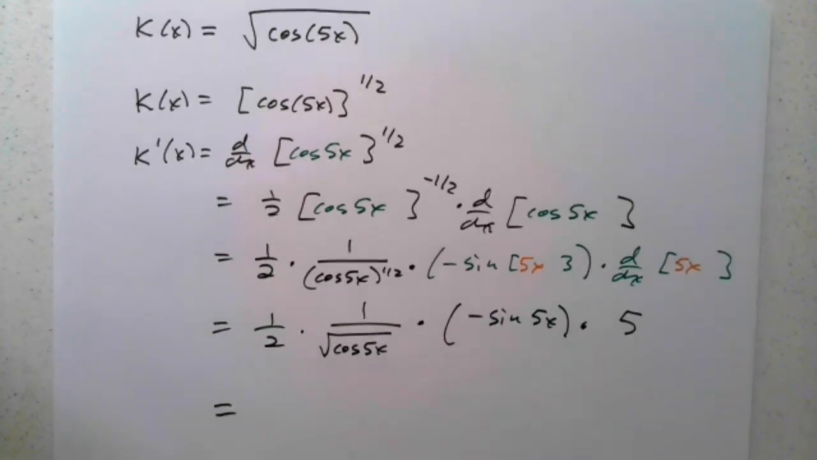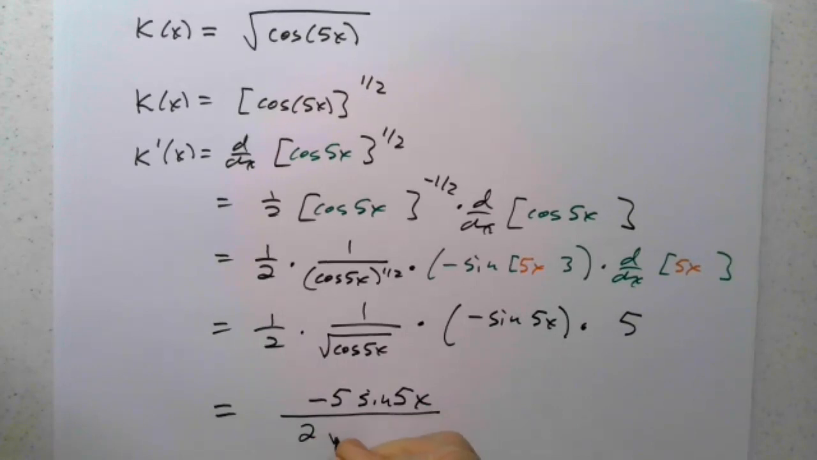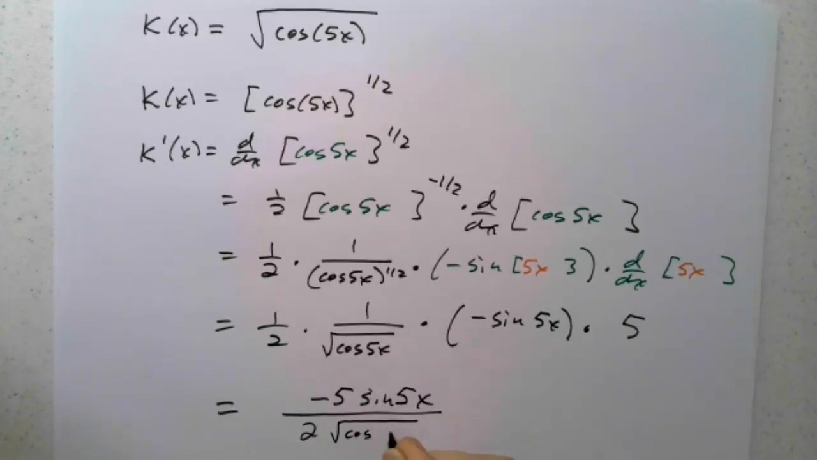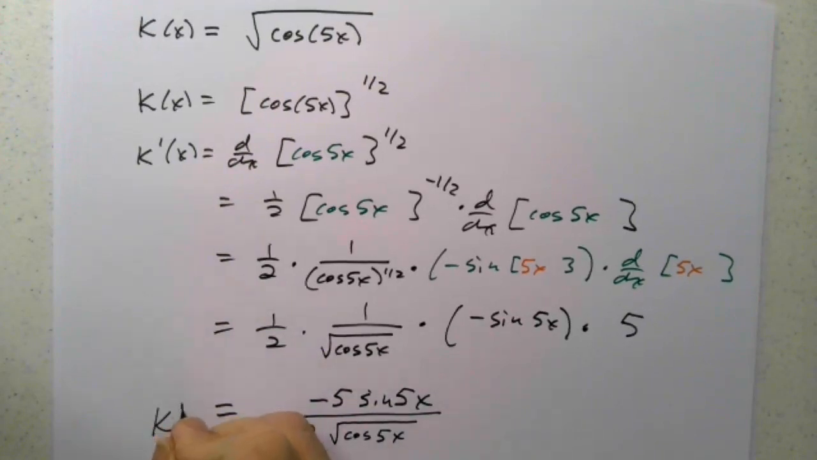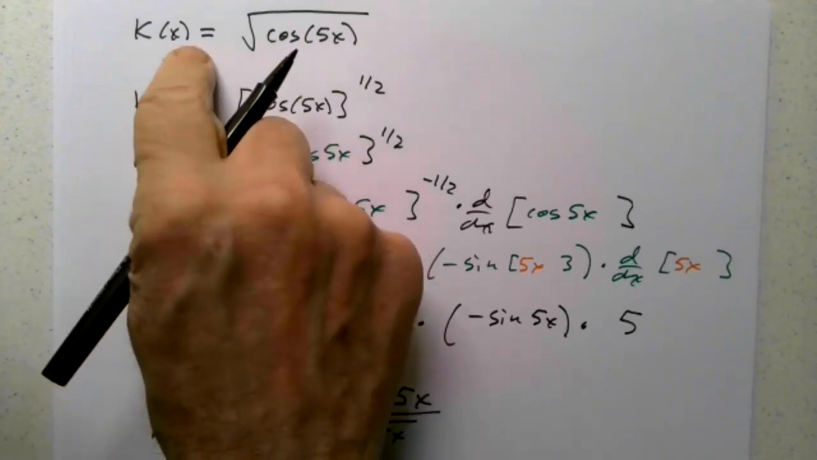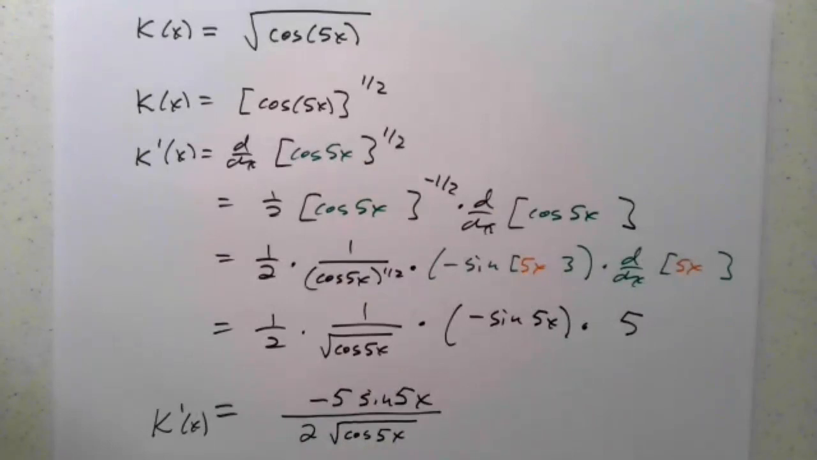So let's try to write this as a single fraction. 1, 1, negative 5. So negative 5 sine 5x upstairs. Downstairs, 2 root cos 5x. Negative 5 sine 5x over 2 root cos 5x. We want to check that to see if that's right. So that's our guess for the derivative. We're going to graph the derivative of that function, see if it matches this function. So let's pull up the calculator again.